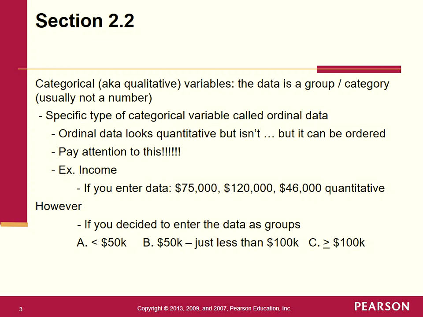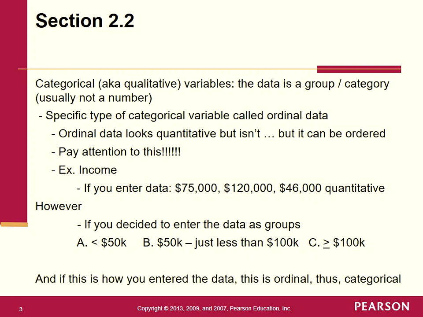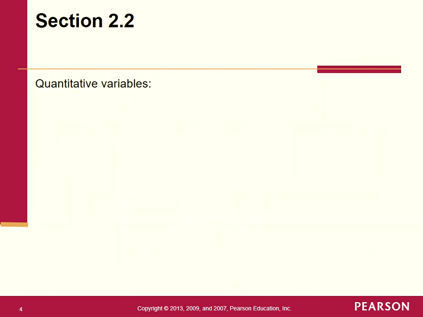So you've got to pay attention to that. How you enter that data into the computer will determine if you have a quantitative variable or a categorical variable, or for that matter, ordinal. Ordinal is a categorical variable. So be careful how you enter the data into the computer. I'm telling you because I've run into this problem in the past, so let's make sure that everybody understands it now. All right, let's continue.